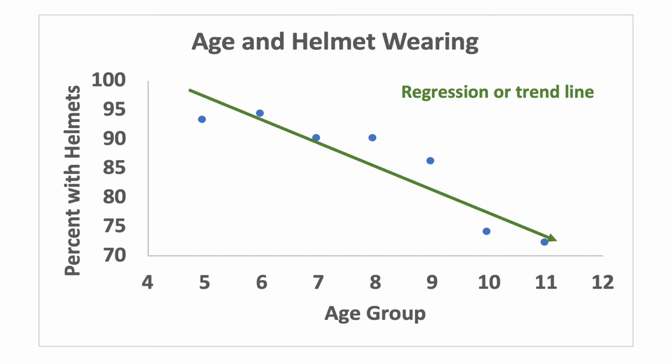But they're not quite all on the regression or the trend line. Instead, some of them are above the line and some are below the line. So there's some variability there in where they are. But most of them are pretty close to this regression or trend line in this particular example. And so the correlation is r equals negative 0.92. That's a pretty strong correlation between the age of the kids and the percentage of them who wear helmets.